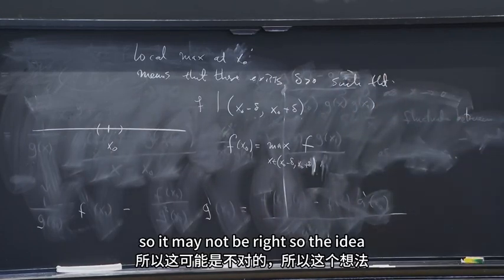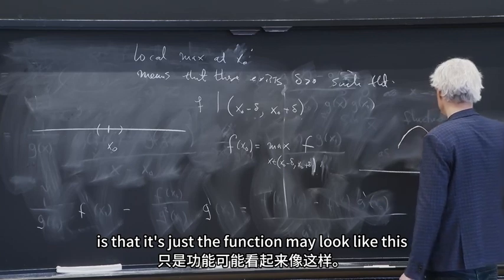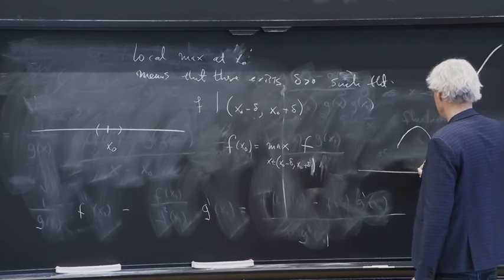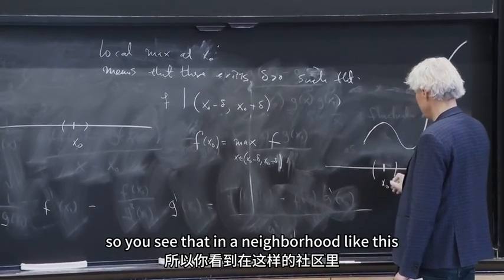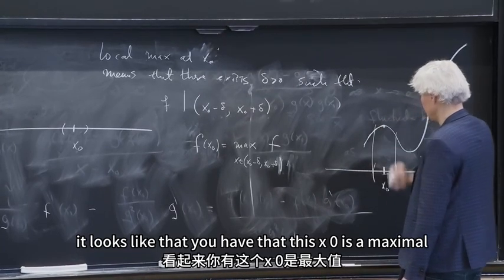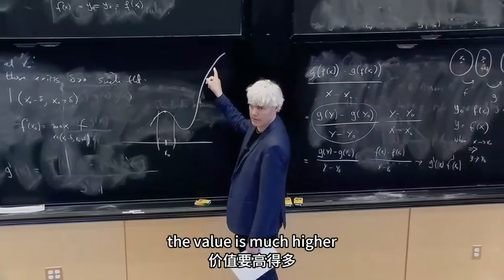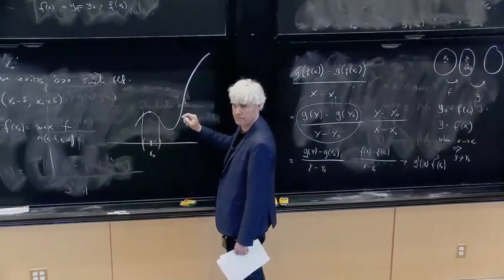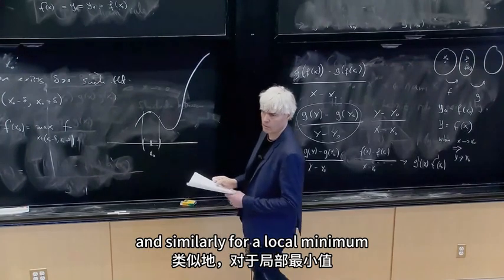So the idea is that the function may look like this, and this here is x0. So you see that in a neighborhood like this, this x0 is a maximum, but there might even be somewhere else where the value is much higher. Right? So that's a local maximum, and similarly for a local minimum.